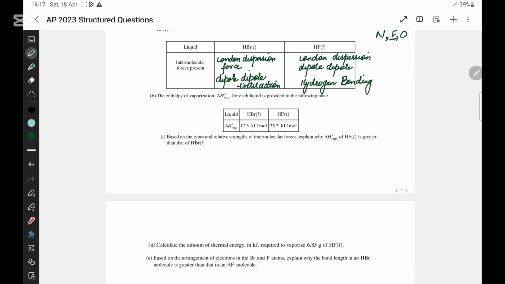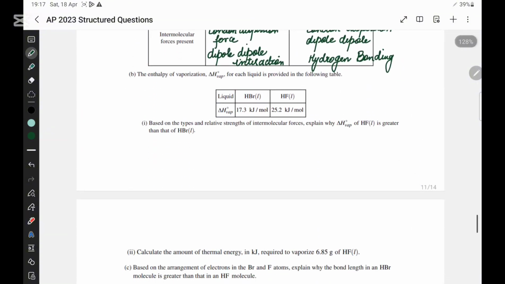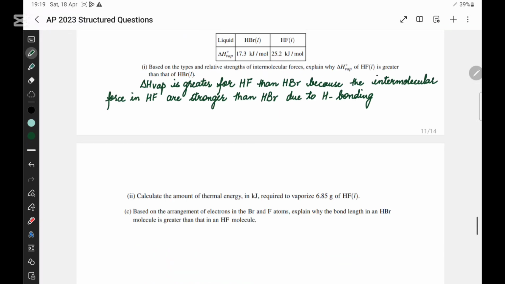Now they are saying, based on the type and relative strength of intermolecular force, explain why the enthalpy of vaporization, meaning you are giving more energy, is higher for HF as compared to HBr. And the reason is the same, that there is a special type of force, hydrogen bonding, present among them, which makes the enthalpy of vaporization quite higher. So this is the right explanation: due to the presence of hydrogen bonding in HF, it's going to have higher enthalpy of vaporization.